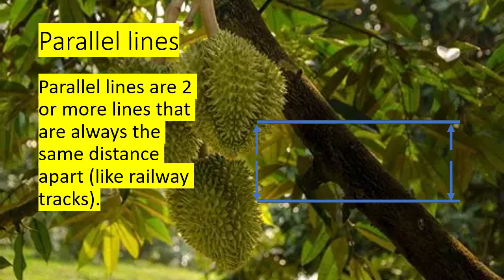Okay, parallel lines. Parallel lines are two or more lines that are always the same distance apart, like railway tracks. So the gap between them is always the same. So if it's on the left, it's 5 centimeters. On the right, it's 5 centimeters. Anywhere in between, it will also be 5 centimeters.